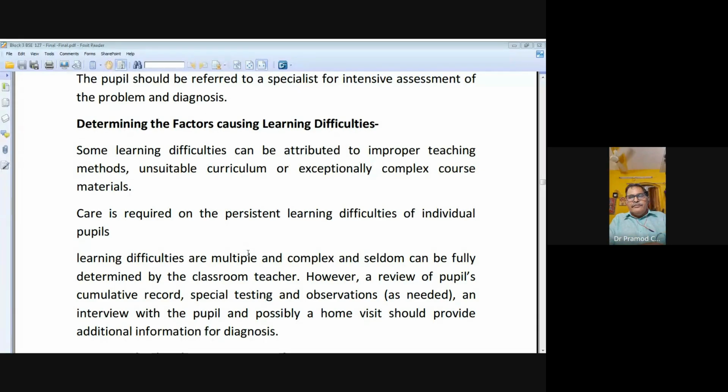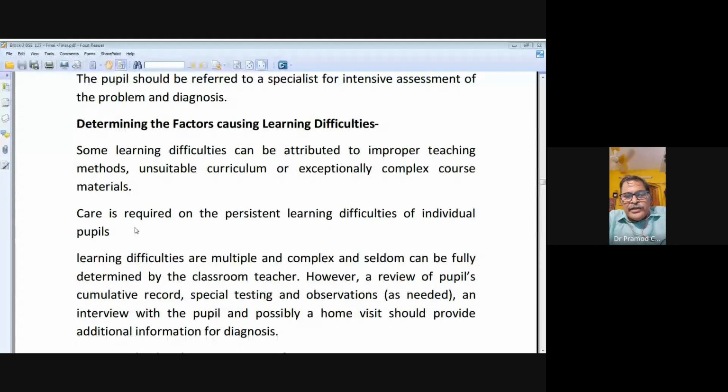Improper teaching: if the teacher does not teach properly, then definitely we will have to face the problem. Learning difficulties come from improper teaching, then an unsuitable curriculum. If the curriculum is hard, it will not suit the child. Then an exceptionally complex course and subject matter: if it is very difficult, we cannot understand.